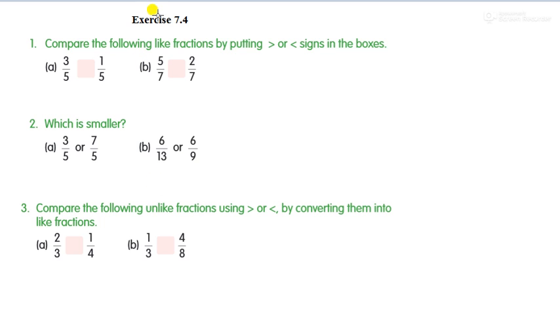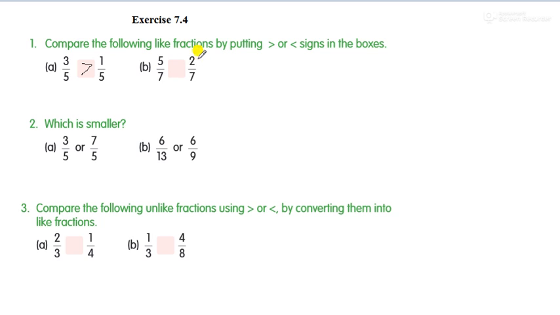Here the exercise 7.4. Compare the following like fractions by putting greater than or less than sign in the box. Here 3 by 5 and 1 by 5. See, the denominators are the same. See the numerator here, 3 and 1. So 3 is greater than 1. So 3 by 5 is greater than 1 by 5.